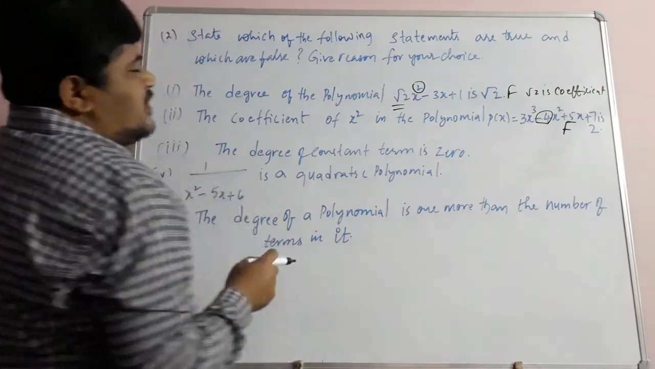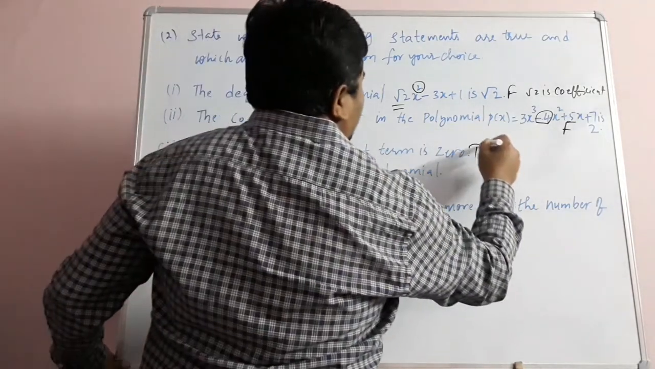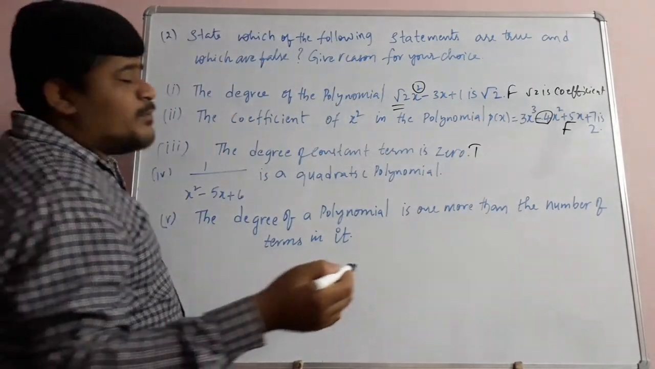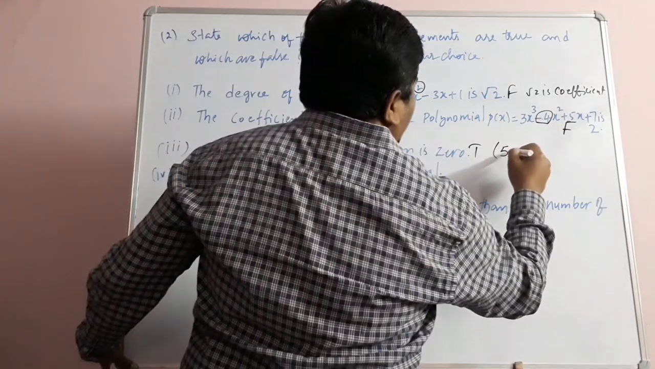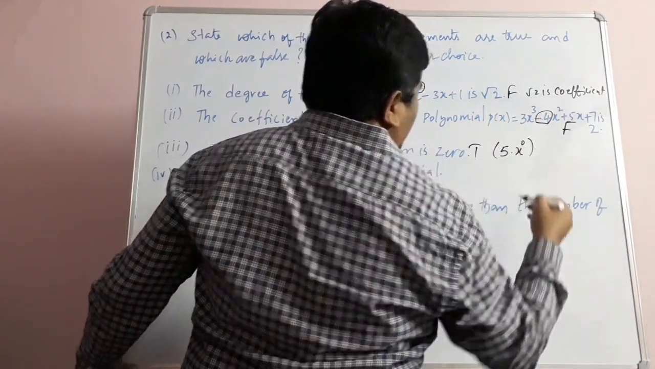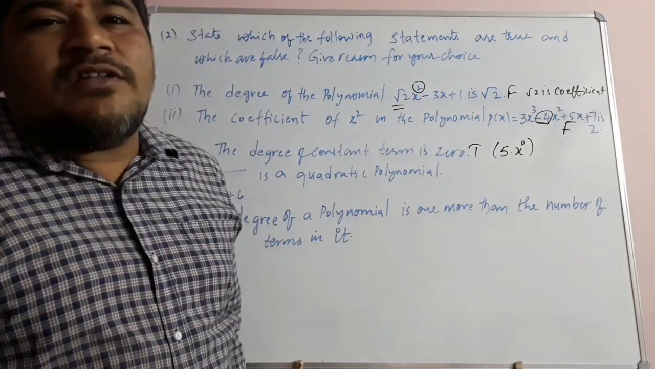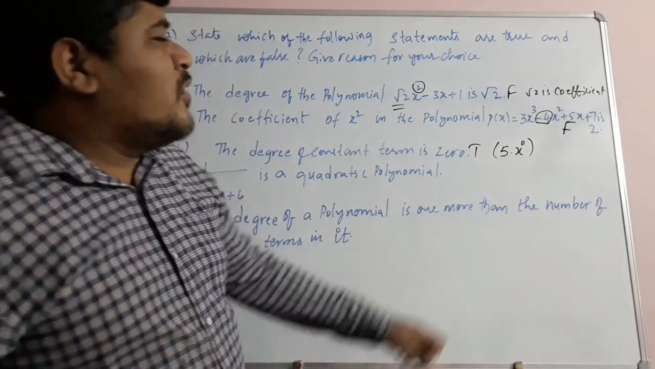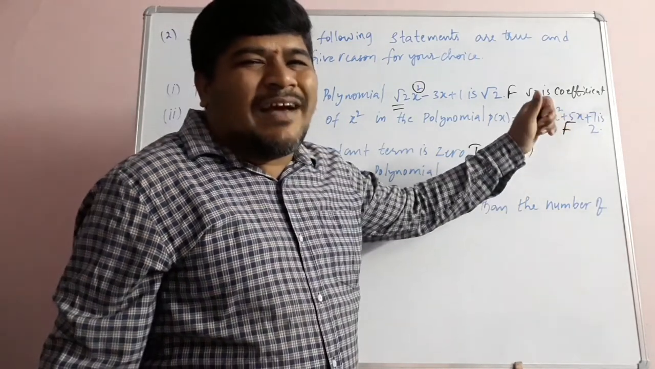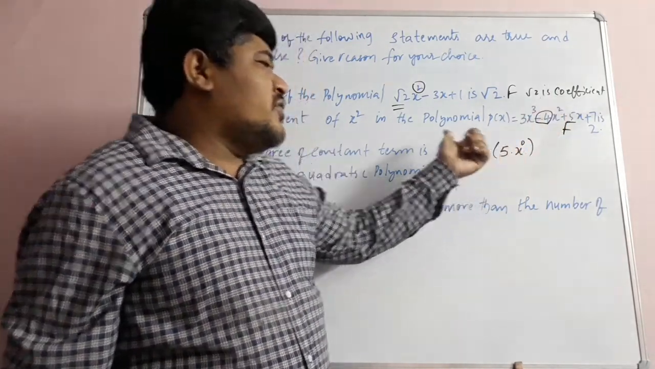The degree of a constant term is 0. This is true children, because any constant you take, suppose here I am taking 5. You can write 5 as 5 into x power 0, because x power 0 is 1. We can multiply anything with 1, there is no change in the value. So any constant term has degree 0. So that is true children.